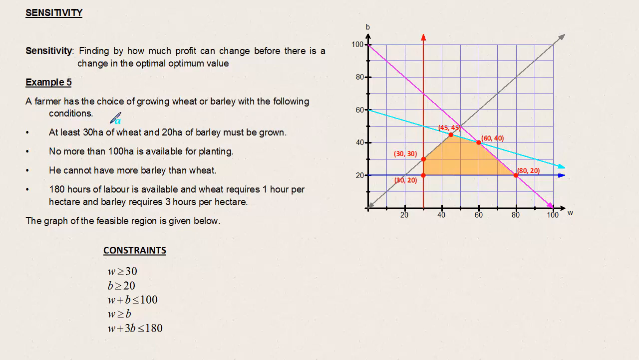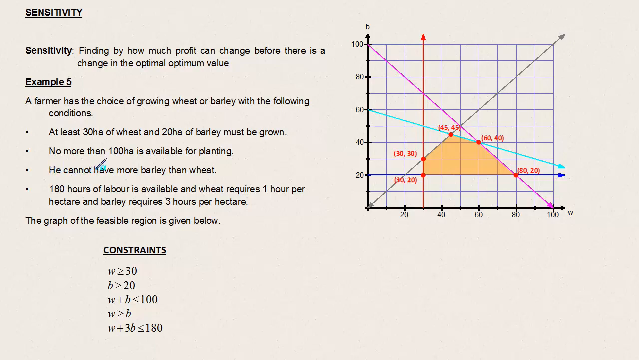A farmer has the choice of growing wheat or barley with the following conditions. So we can see wheat along here, barley up here. At least 30 hectares of wheat and 20 hectares of barley must be grown. So 20 hectares of barley, we can see that that's this constraint just here. 30 of wheat is this constraint here, so we need to be to the right of this one and above the dark blue one.